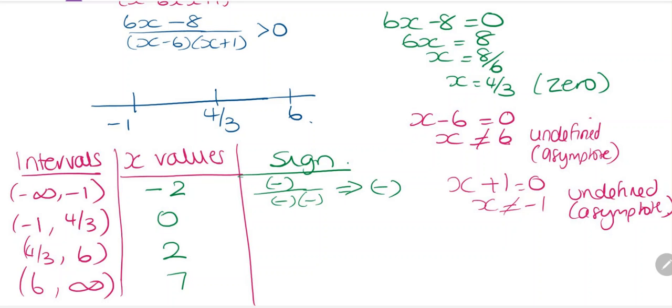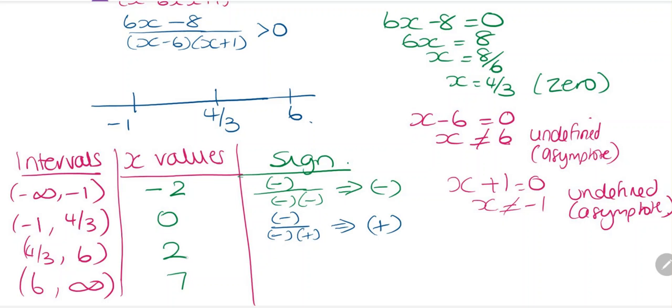So looking at the second one, if we substitute in the values, 6 times 0 minus 8, this is going to give us a negative. And then if we put 0 minus 6, that is going to be a negative. And 0 plus 1 would be a positive. Now, if we were to divide a negative by a negative, we'll have a positive. So this is going to be a positive outcome.